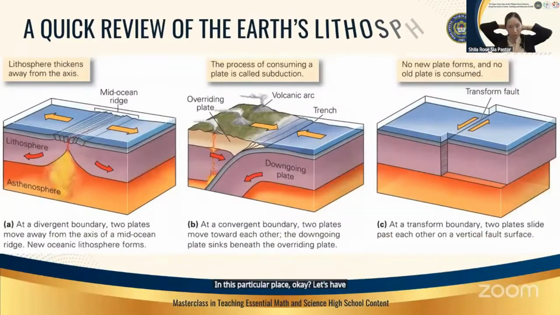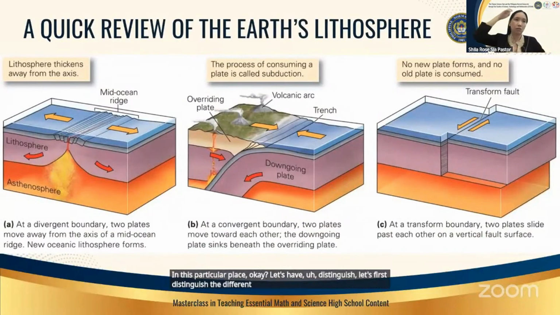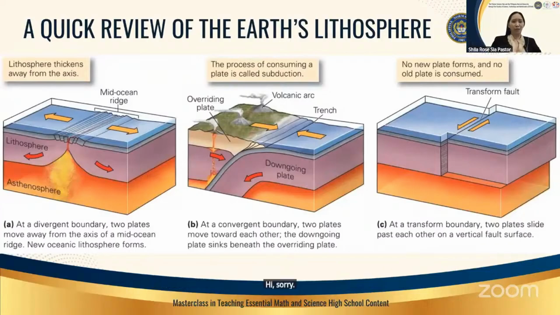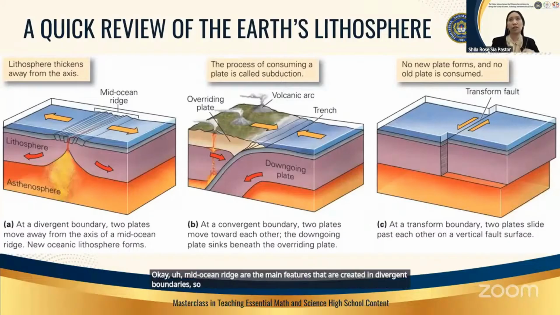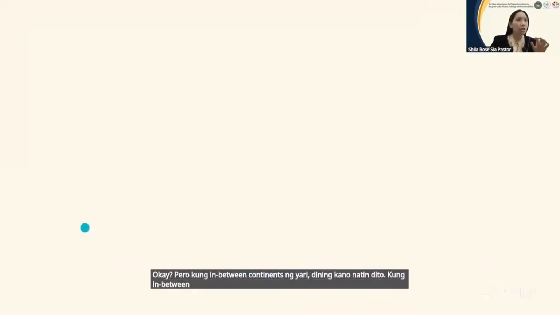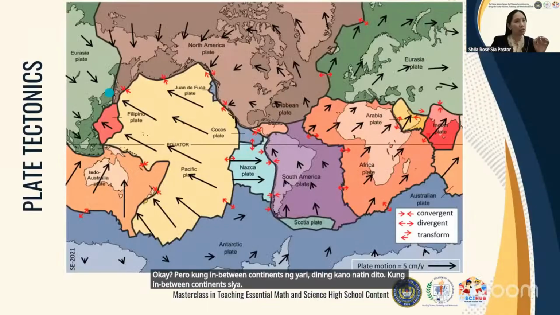So, let's first distinguish the different types of boundaries. When you talk about convergent boundaries, divergent first. So for letter A, you'll have the divergent boundary. Mid-ocean ridges are the main features that are created in divergent boundaries, so new seafloor is spreading or is created. But if it happens in between continents, let's see.